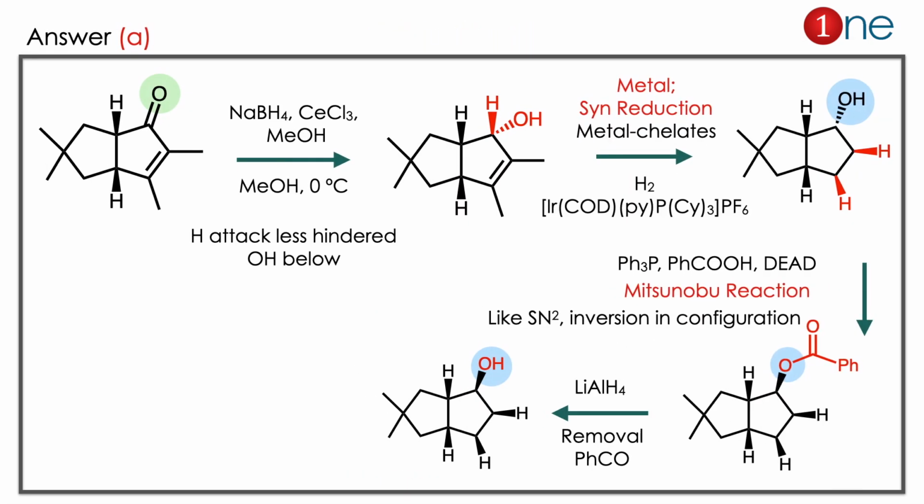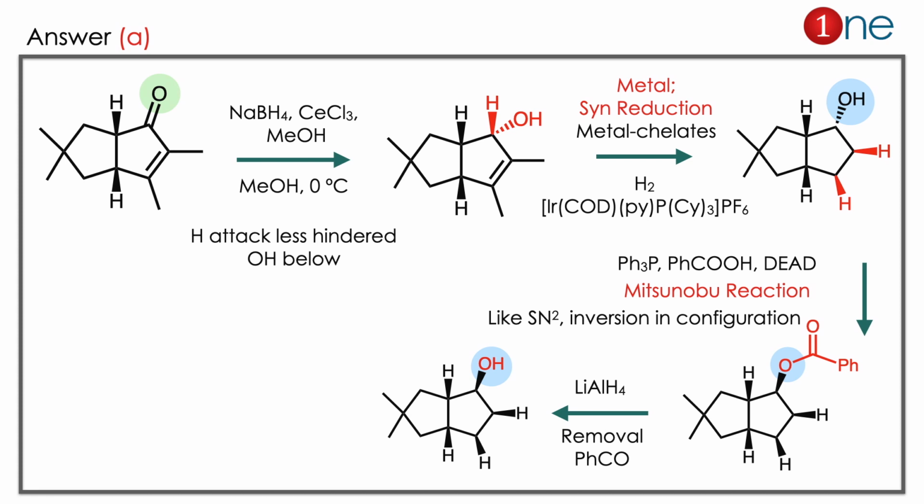The answer is A. Let us see how. The starting material is the ketone. You are using sodium borohydride and cerium chloride. Basically it's the reduction. So Cram's rule applies there. So H attacks the less hindered carbon. You have the OH below and hydrogen above. The hydrogen attacks the same side as the other hydrogen. So H above, OH below.